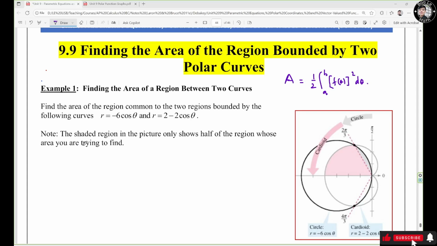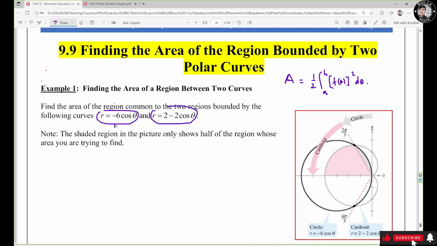Hello everyone, in this video we're going to explore topic 9.9 of AB Calculus BC: find the area of the regions bounded by two polar curves. Remember, the area in polar coordinates is given by 1/2 integral from a to b of f of theta squared d theta. Alright, example number 1, given two polar curves right here.